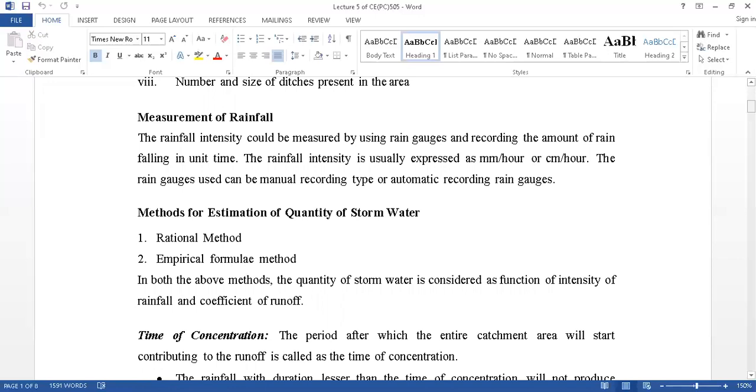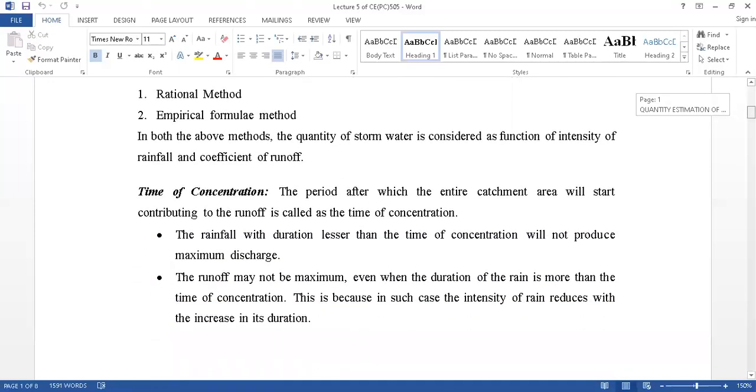As we know, the more the intensity of rainfall, the more the stormwater flow will be. Same thing we can see in a different way: the duration of the rainfall, and the coefficient of runoff C, if more, means the surface runoff will be more. That is, the stormwater flow will be more. Now the very important factor, the timing factor, that is the time of concentration, without which no stormwater flow can be found out. This is a very important concept that you have to understand.